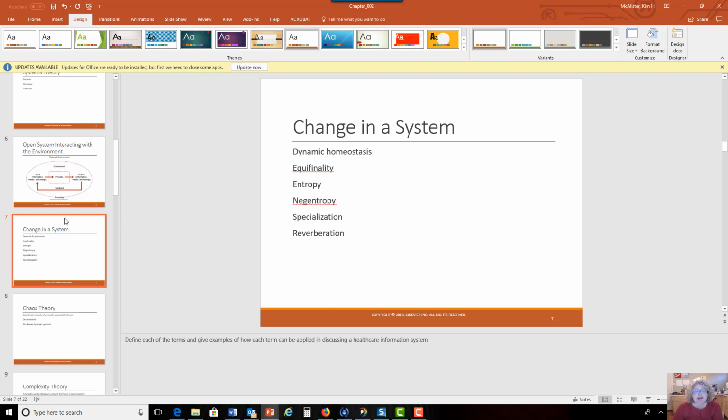Specialization, this happens as systems become more complex. They can break down into subsystems, and this can be differentiation and specialization. You might have seen that in your hospital. Maybe you had just a general ICU, and then as the hospital grew, you began to break the ICUs down into a medical ICU, a cardiac care unit, and so on. And then you have reverberation, and that happens when change happens across the system. When you have any change within a system, it's going to have intended and unintended consequences throughout the system, and that process is known as reverberation.